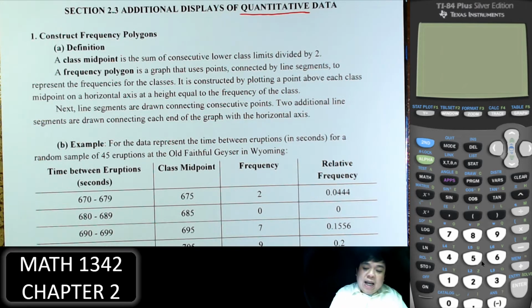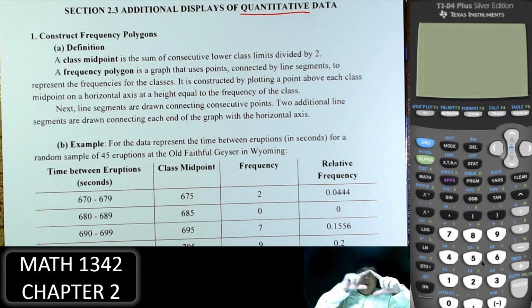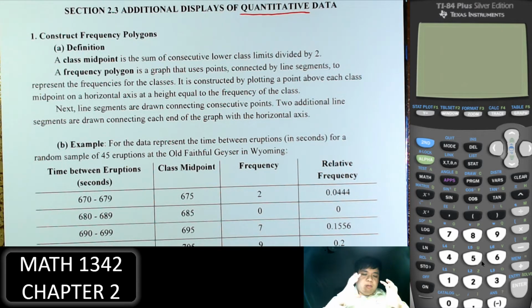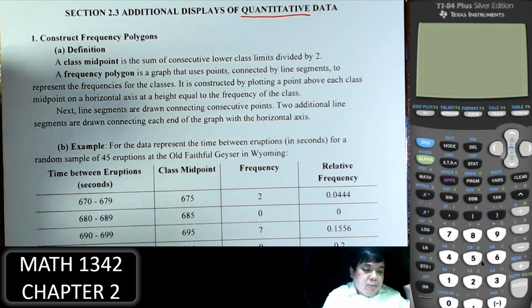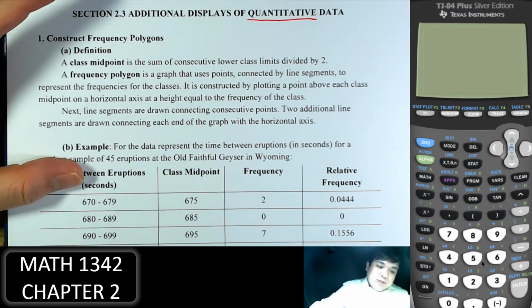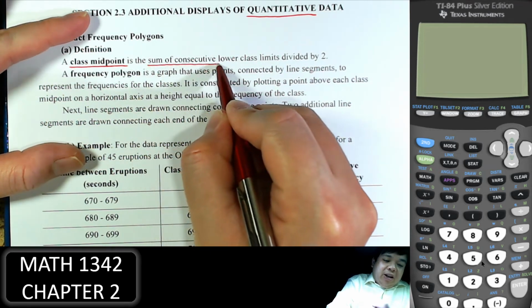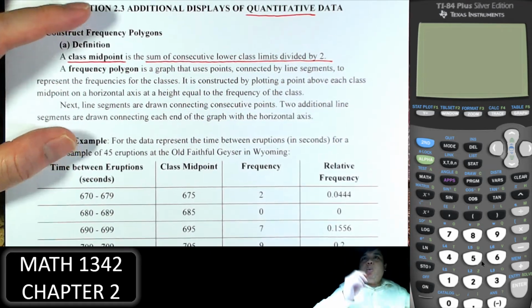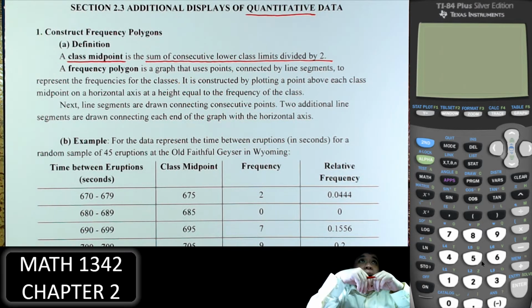Next we have the frequency polygon. A polygon is like a picture that connects points, and usually it is a closed shape. To make the polygon distribution, we have to get the class midpoint, which is the sum of consecutive lower class limits divided by 2. So we can say it is just the average of consecutive lower class limits.